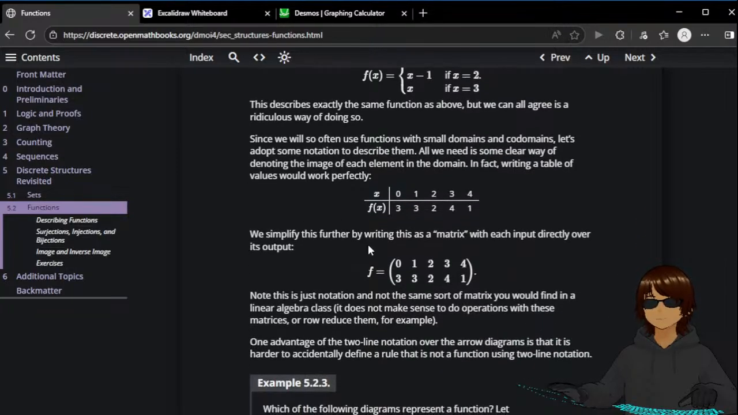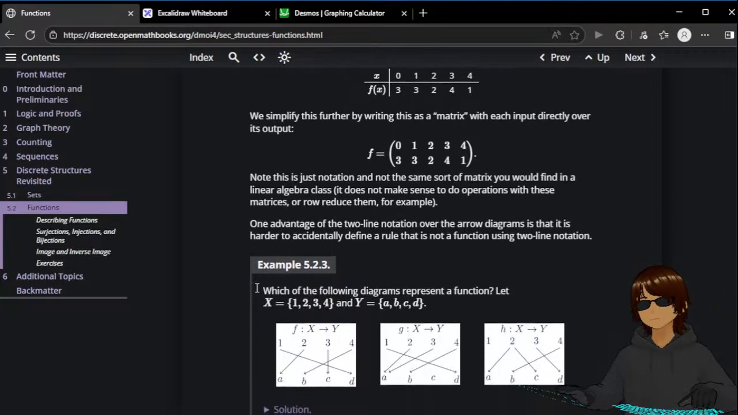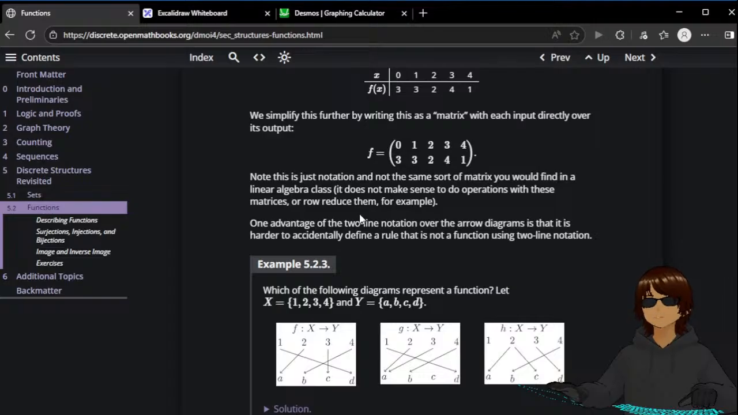We simplify this further by writing it as a matrix. Write each output directly under its input: 0, 1, 2, 3, 4 over 3, 3, 2, 4, 1. Note that this is just notation and not the same sort of matrix you would find in a linear algebra class. One advantage of two-line notation over the arrow diagram is that it is harder to accidentally define a rule that is not a function using two-line notation.